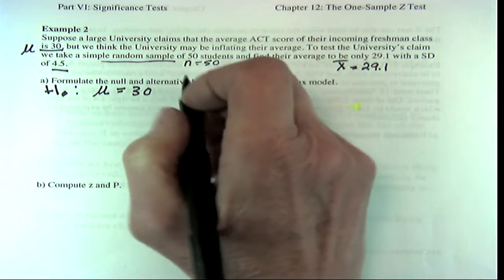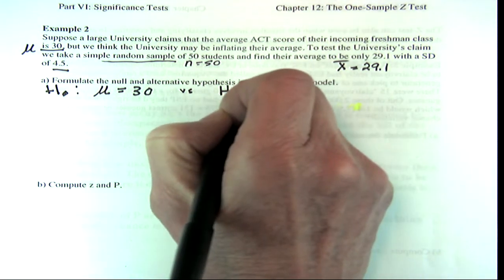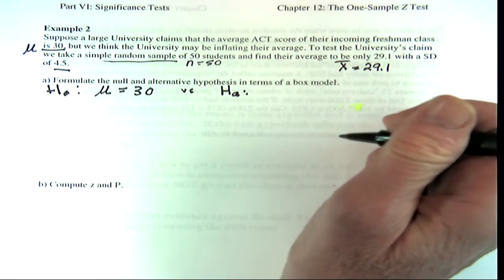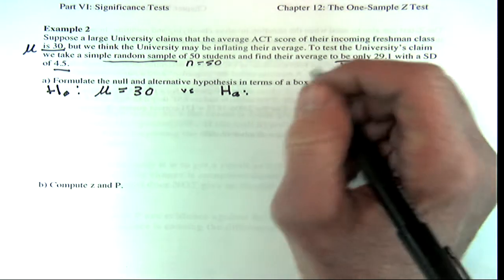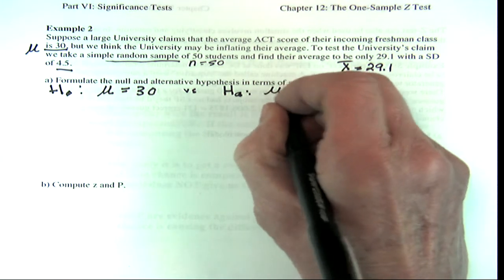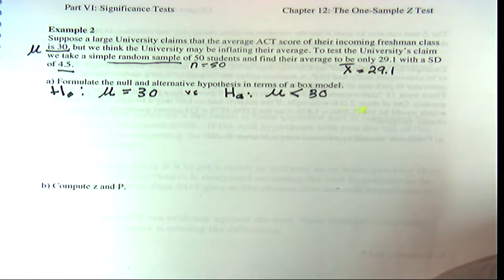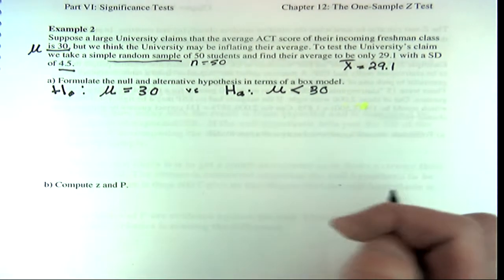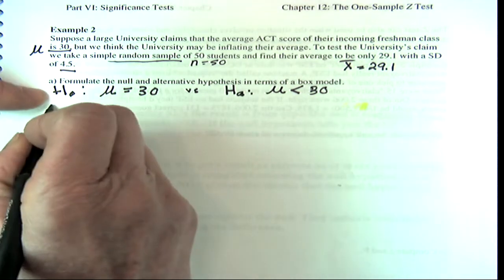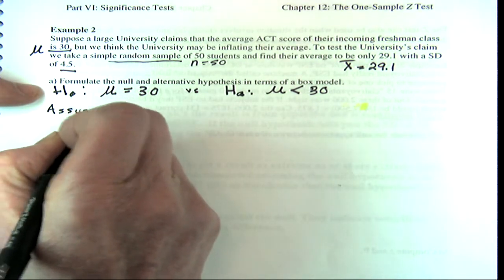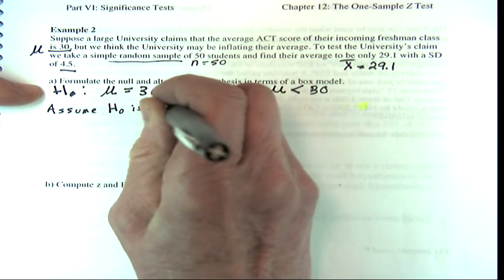And we're doing that versus the alternative, and that's the more interesting one, that they're inflating it, and really that mu is less than 30. That's what we believe. And that's why we're testing that claim, okay? So we have this box. We assume this is true. You always assume H naught is true, so we're going to do that.